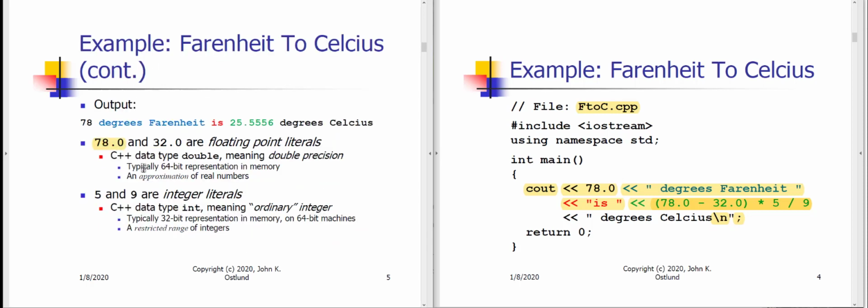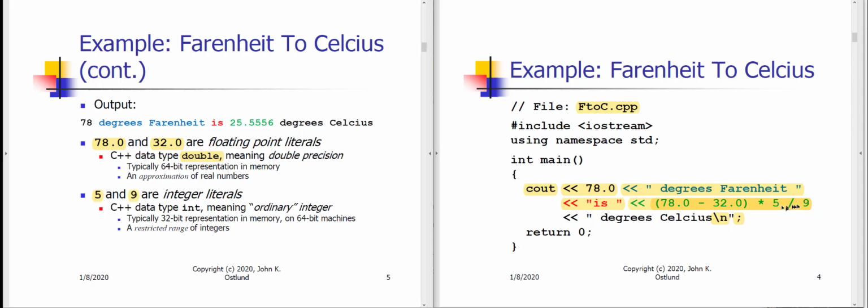In this program, the 2 tokens, 78.0 and 32.0, are floating point literals in the same way that double quote space degrees space Fahrenheit space double quote is a string literal. In C++, the data type of a floating point literal is double, meaning double precision. That is, it occupies 64 bits of memory. That is, it's the same size and the same range of values as float in the Python language. So this may cause you some distress moving back and forth between these languages. Float in Python is the same thing as double in C++. 5 and 9 are integer literals.